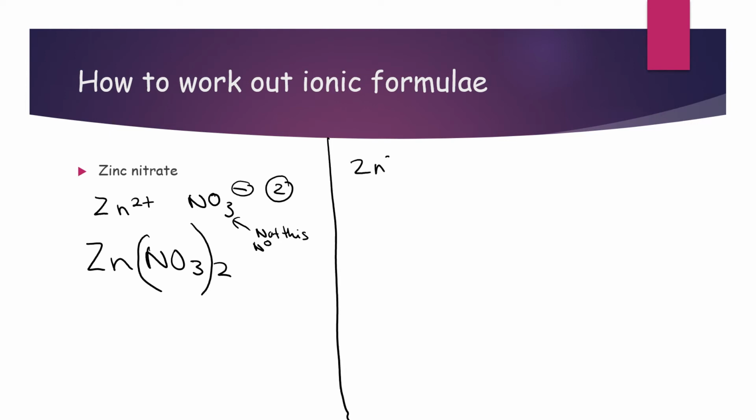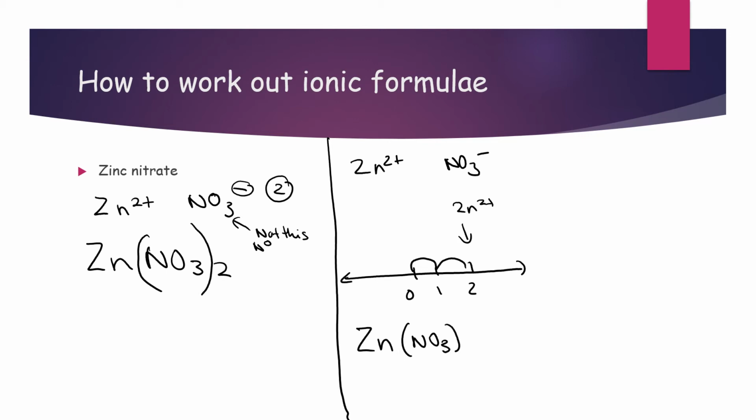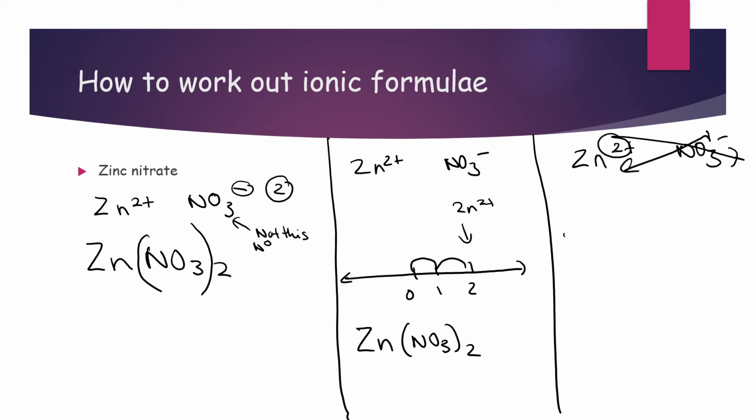Using the number line method. Here is our number line. +1, +2. Here's where our zinc 2+ is. How many nitrates? Well, each one is 1 negative, 1, 2. So I needed 2 of them. Swap and drop. Swap and drop. Becomes Zn(NO3)2. Don't forget your brackets.